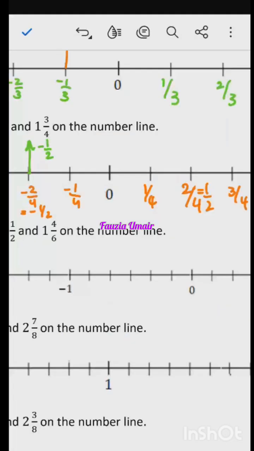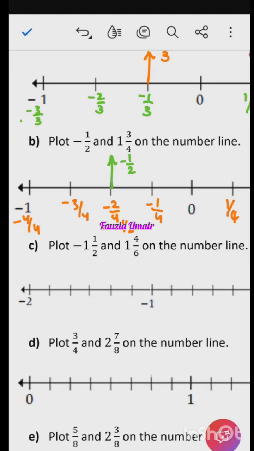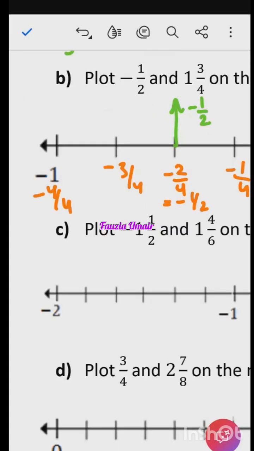So for the next question, we will not label the whole number line. Rather, we will see only the two rational numbers given in the question. So who can tell me where would be -1 1/2 at which position? Between -1 and -2 we all know, but at which point? Please raise your hand for the answer.